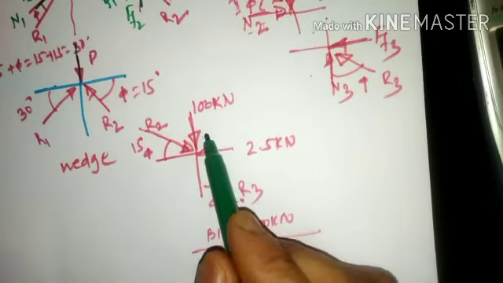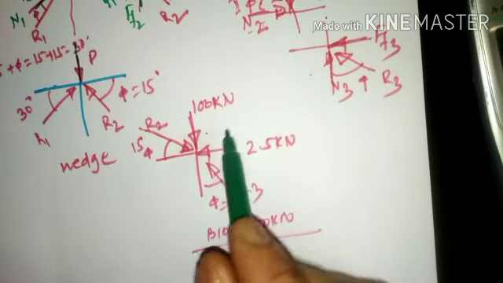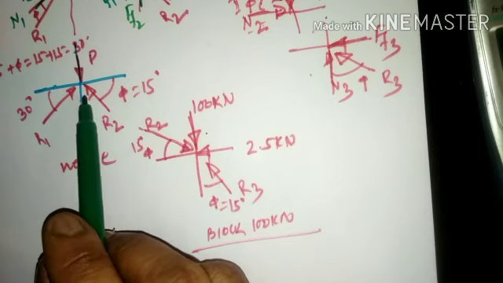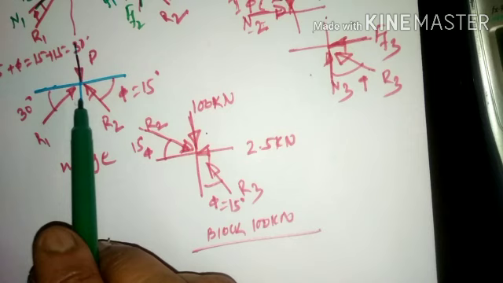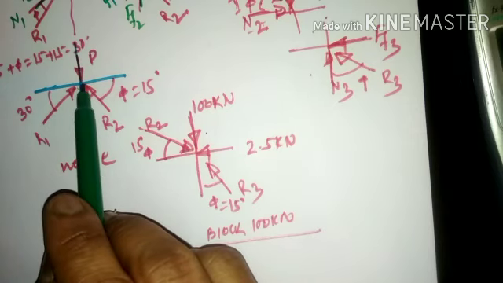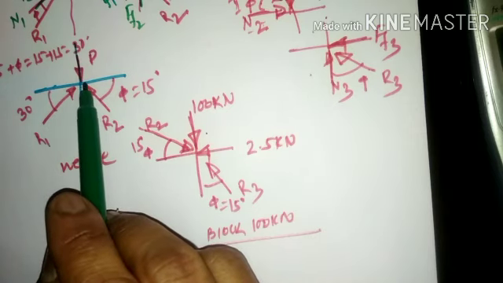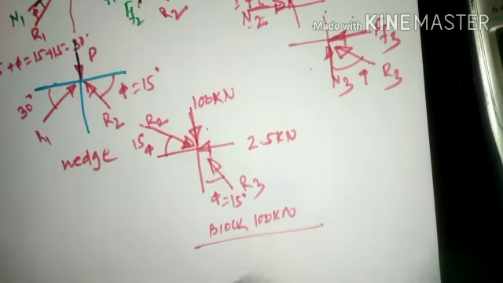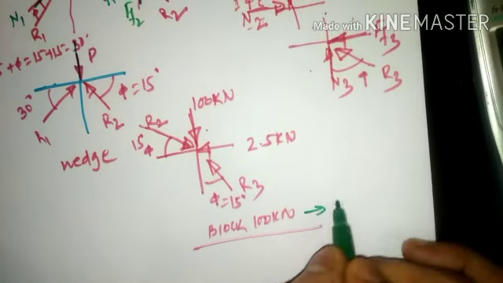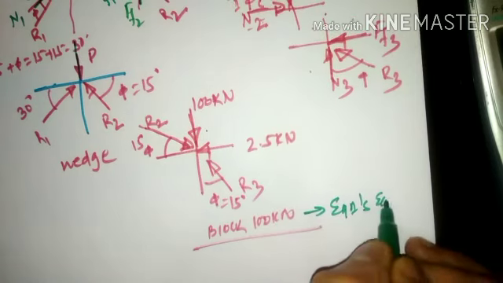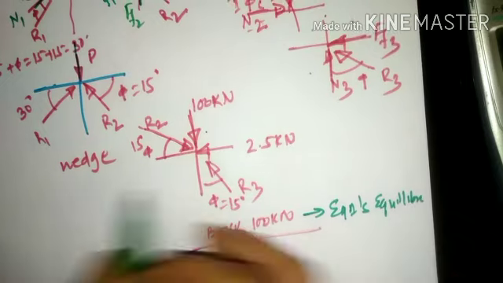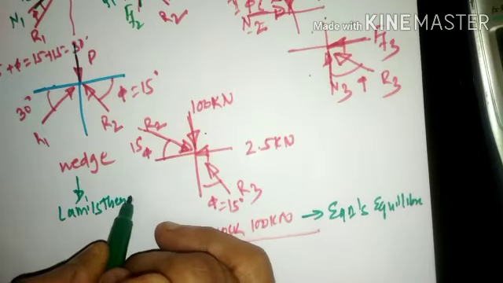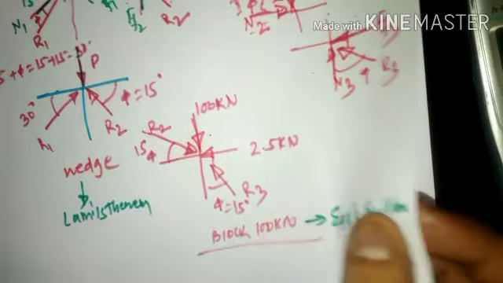For this particular condition, we can either make use of equations of equilibrium or else Lami's theorem. The reason is that Lami's theorem applies to a point with only three concurrent forces, whereas here we have four concurrent forces, so we cannot apply Lami's theorem. So for the 100 kilonewton block, we are going to use equations of equilibrium, whereas for the wedge we are going to make use of Lami's theorem.